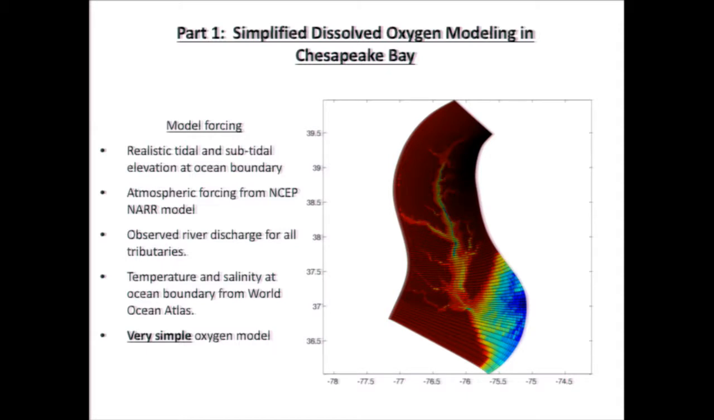It has realistic physical forcing, so it has tides, it has atmospheric forcing such as heat flux, winds, evaporation, precipitation. It's got observed river discharge for the main tributaries. It forces the boundary with observed or estimated salinity and temperature. And what I've added is a very, very simple oxygen model.